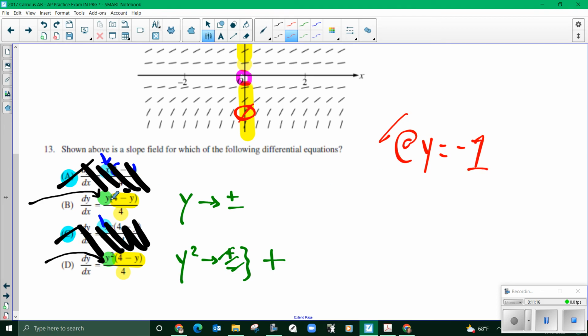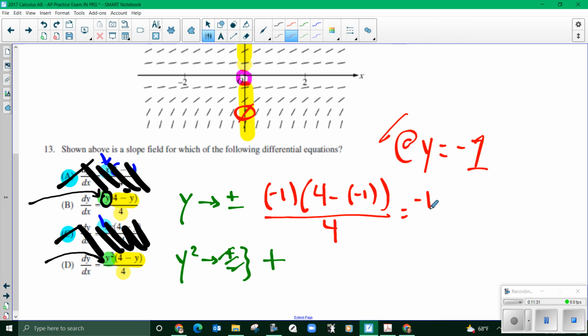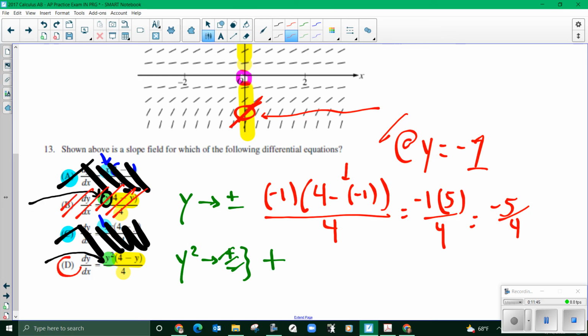So let's plug a -1 into here. If I have -1 for y times 4 minus a -1 all over 4, that would give me -1 times 5 over 4. That would be -5/4. That's a negative slope. That goes like this. It can't be this one either. By process of elimination, it's D.